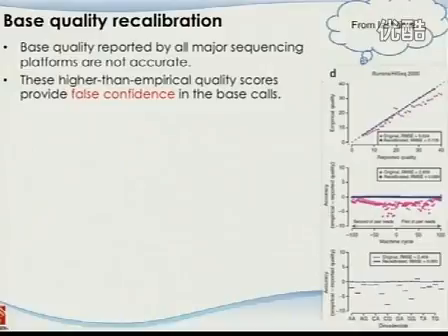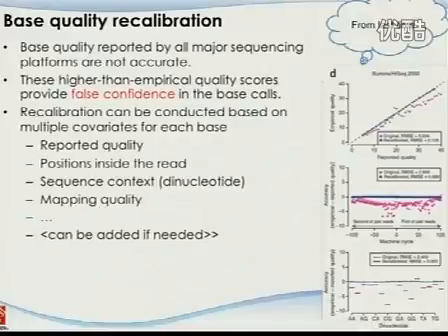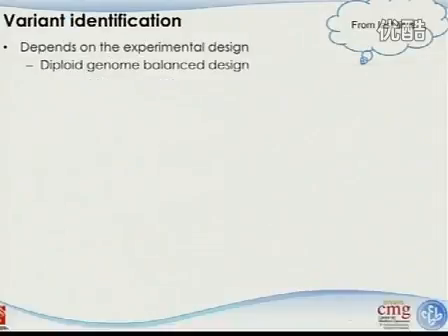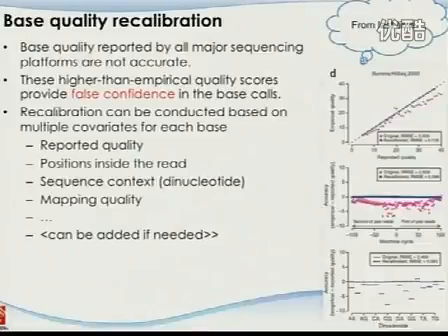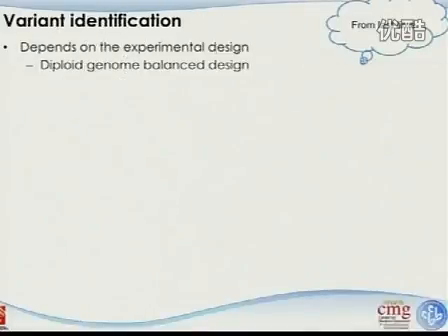And the reason is that these higher than empirical quality scores provide false confidence in the base calls. And recalibration can be conducted based on multiple covariates for each individual base. This includes the reported qualities, the position inside the read, the sequencing context, mapping quality, and there are additional things you can think of as well. Okay? So still remember that part?